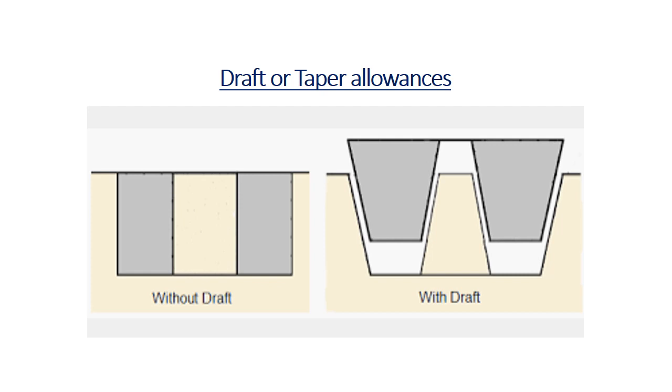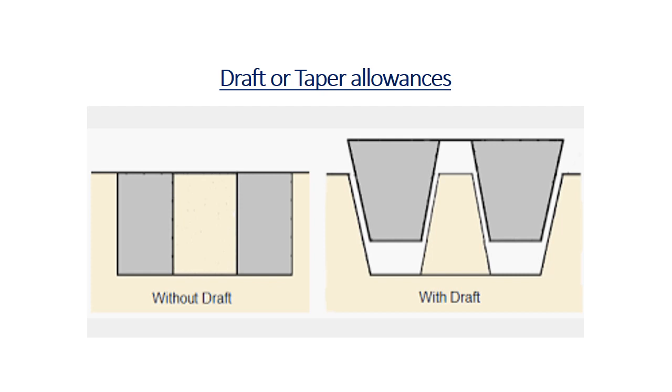So whenever the surfaces of the pattern are perfectly vertical, it is very difficult to take out the pattern from the mold cavity. On the left hand side is shown the pattern with perfectly vertical sides. But on the right side, you can see with draft, it is a little bit taper. I mean, some angle is there, some draft is there, and the pattern can be easily withdrawn from the mold cavity, can be taken out easily.